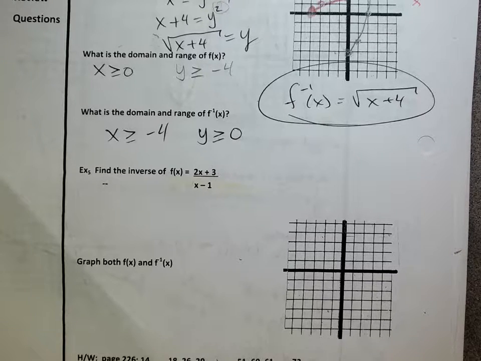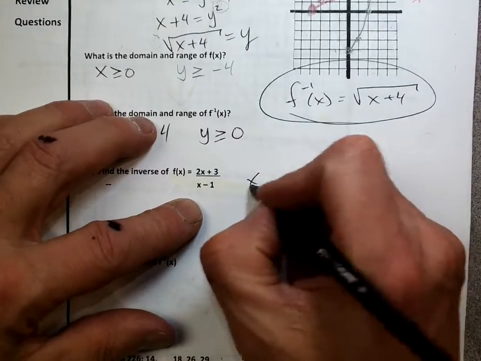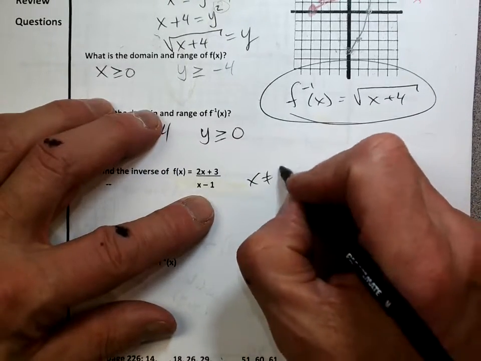Now, example 5. Real quick, before we graph this one, I mostly just want to talk about its asymptote. So x cannot equal 1. You guys agree with that?